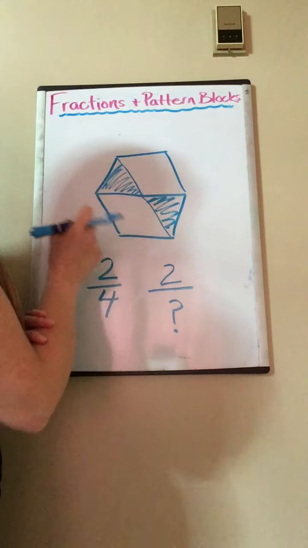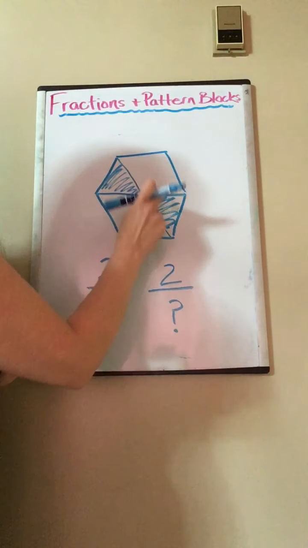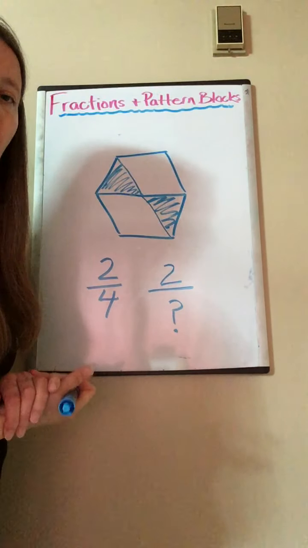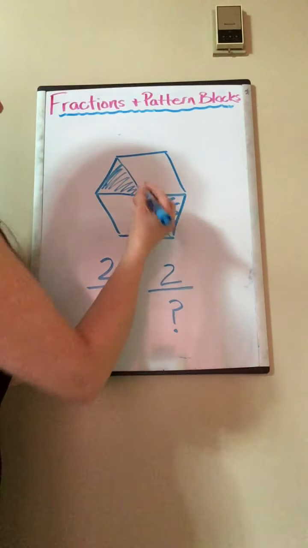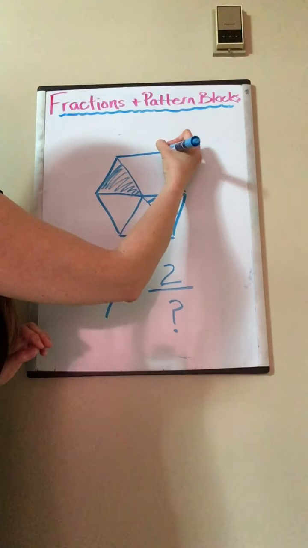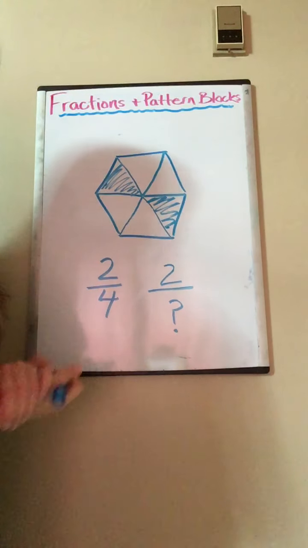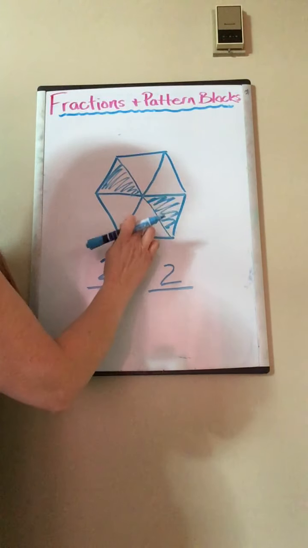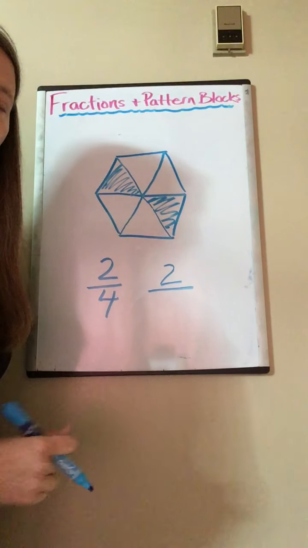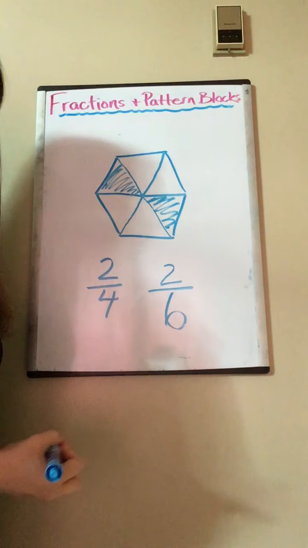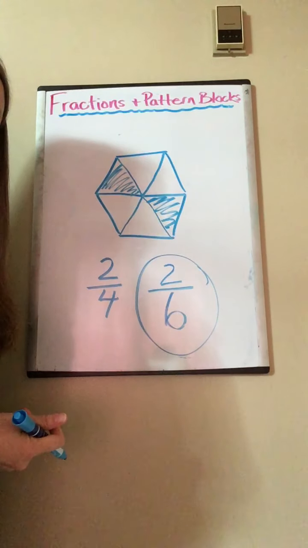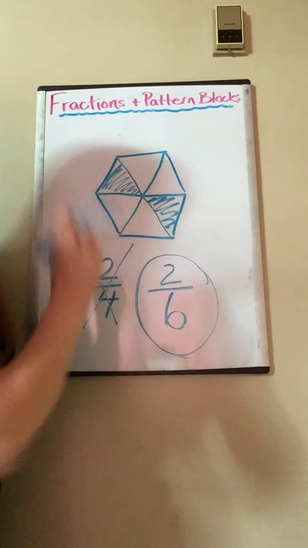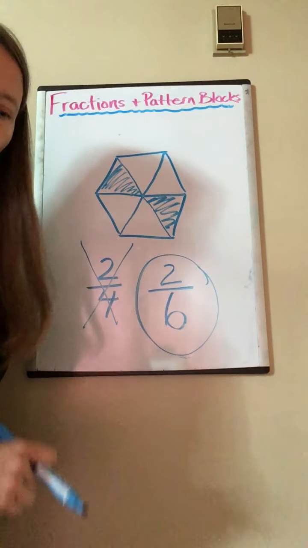Well, I see that this part is not equal to this part. This part is not equal to this part. So I do not have all equal parts. That's telling me I have to make all equal parts. So I'm just going to finish drawing in the missing lines. What is my denominator now? Can you count how many equal parts there are? If you said 6, you're correct. 2/6 would be the proper fraction for that. We could not use 2/4 because there were not 4 equal parts. So we had to create the equal parts.